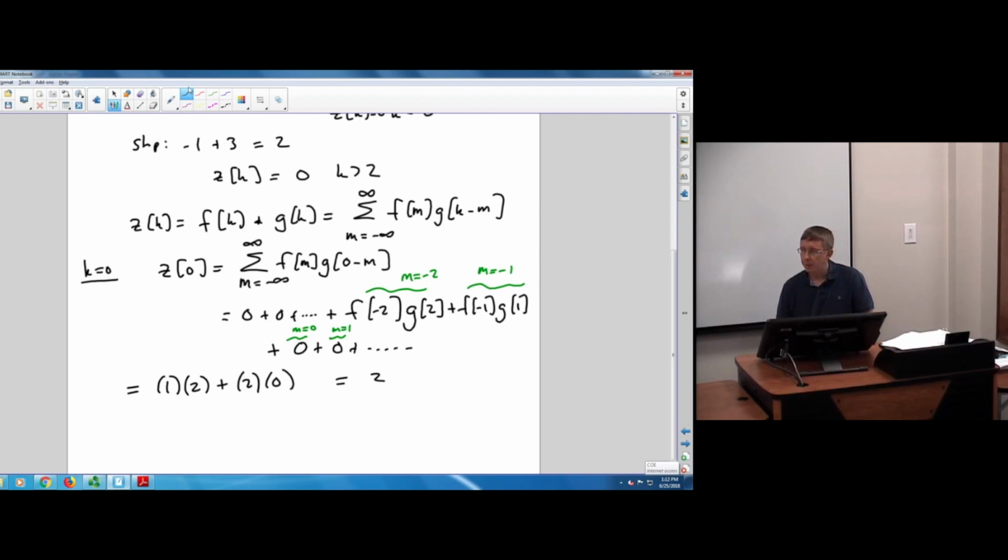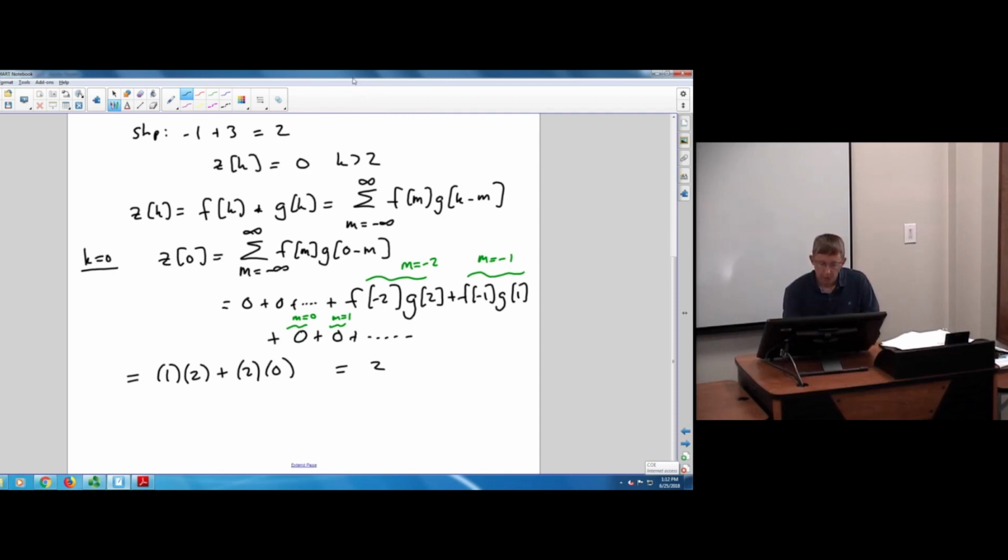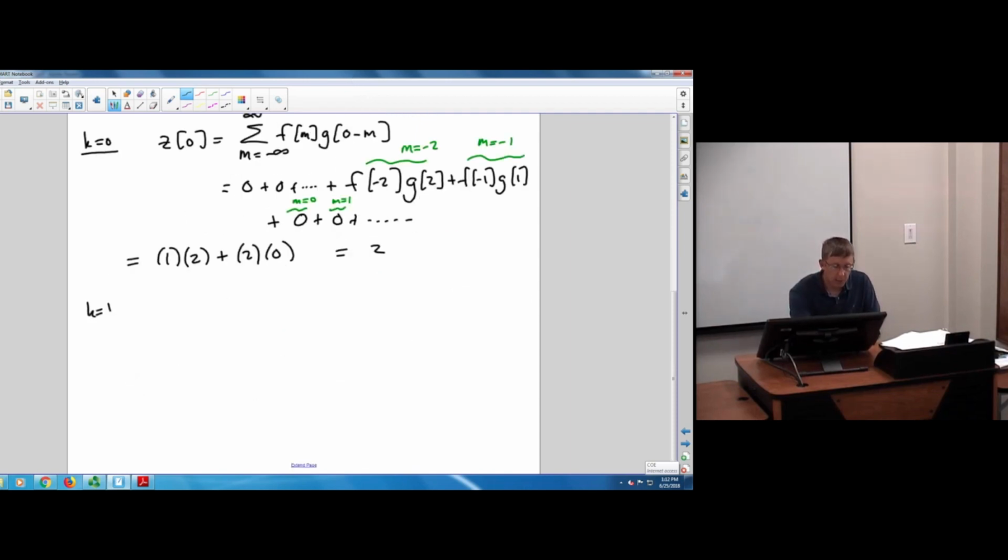Very good. Let's do it for another value. I said there's only 3 values, k equals 0, k equals 1, k equals 2. So we're almost done. So k equals 1. To compute z of 1, I come to my definition of convolution, and I replace all of the k's by 1. It's horrible looking, so let's try that again.